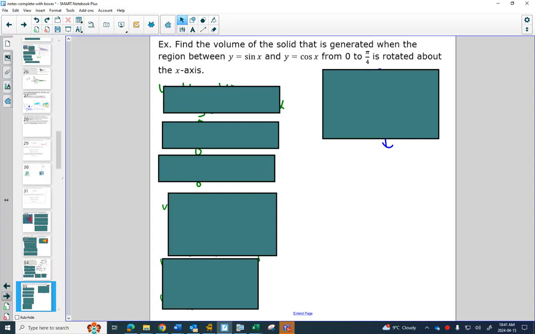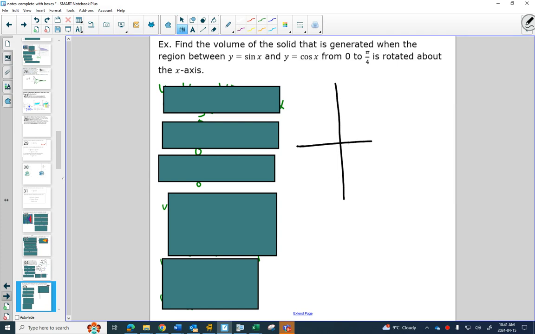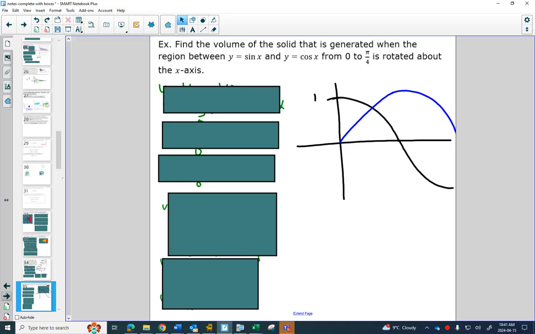So we had this question before on sine x and cos x. Here, I'll draw it out bigger for you. So the blue graph is my sine graph. The black graph is my cos graph. We know that they intersect here, at pi over 4, comma root 2 over 2.